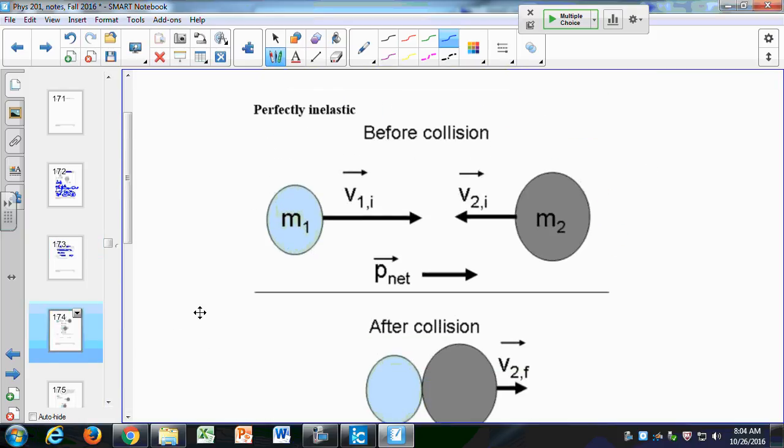There is also a special case of an inelastic. Does inelastic conserve energy, momentum, or both? Momentum, only momentum. That's right, not energy.